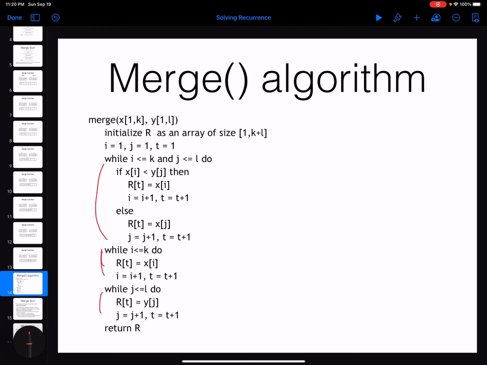And these two small loops that you see are just for copying. Whenever one of the pointers reaches the end, the rest of the other array needs to be copied, right? So either this loop will be executed or this one. Anyway, when you analyze this pseudocode, you can see that the time complexity of merge is going to be linear.